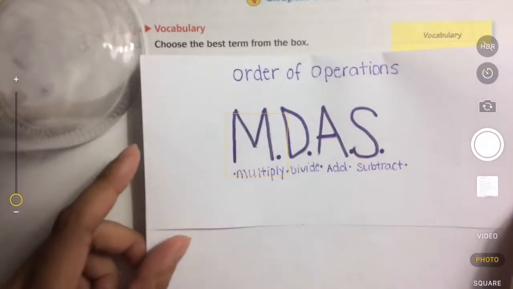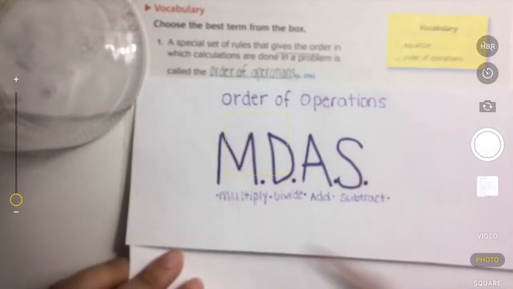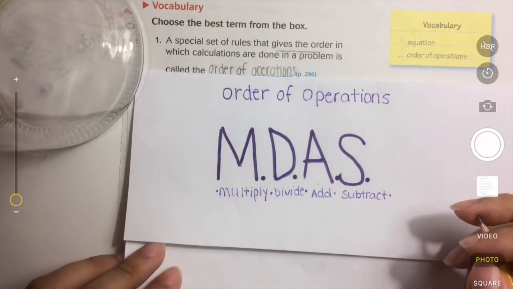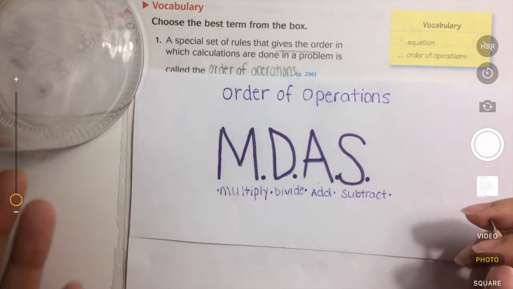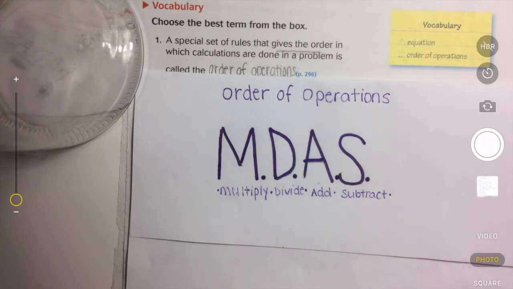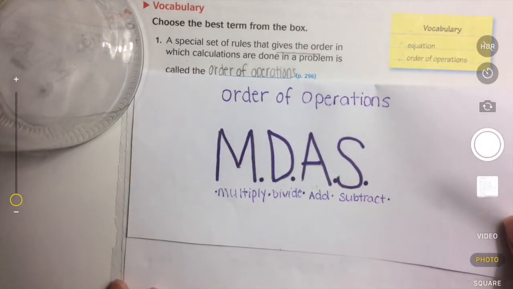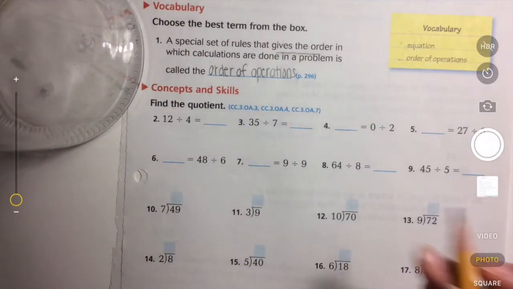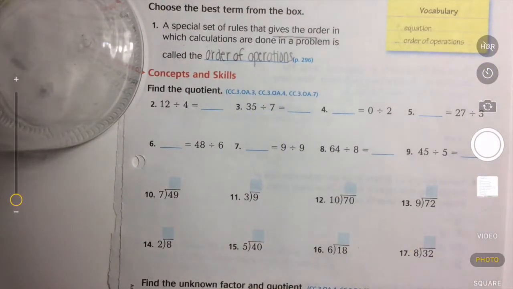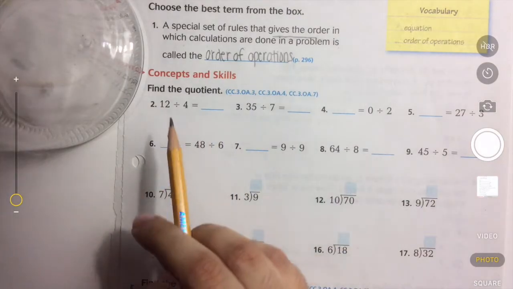Remember this right here that we learned about. This is what you need to use to solve problems that have more than one thing to solve. So if you're adding and multiplying or dividing and subtracting or dividing and adding, you need to follow this order to know what you need to do first in order to get the right answer. Now let's move on. These should be very easy to do by now. You guys should be pros. And so let's just answer them.